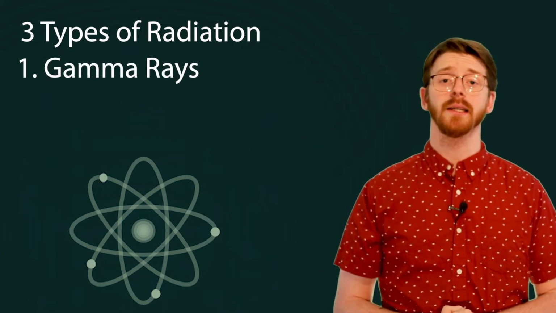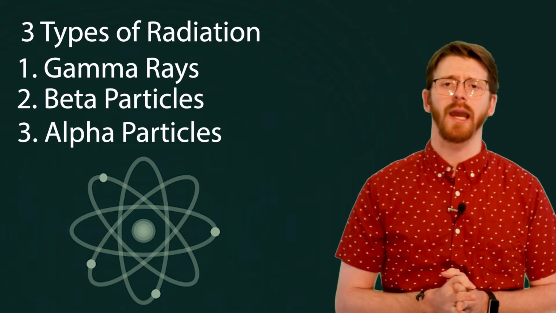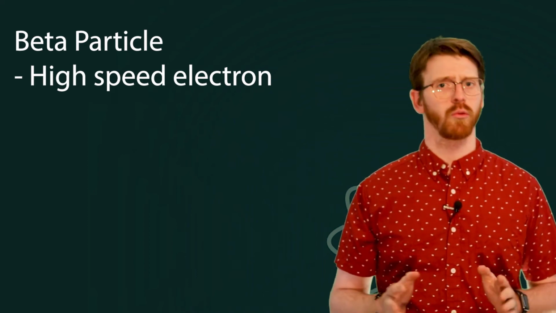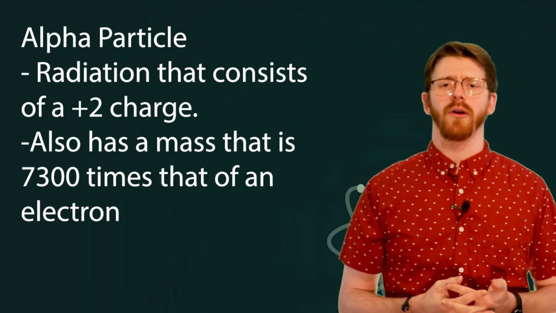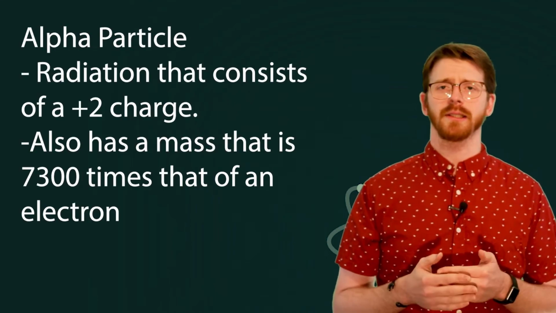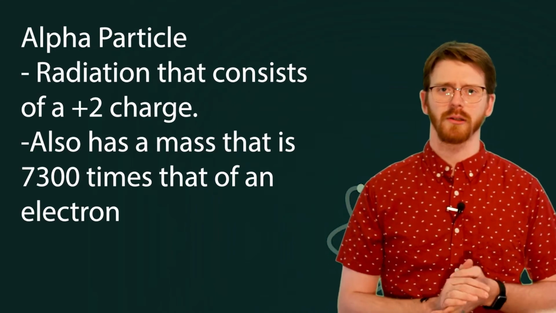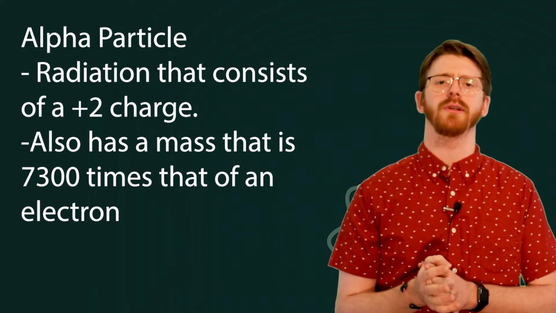One, gamma rays. Two, beta particles. Three, alpha particles. A gamma ray is essentially just high energy light, while a beta particle is an electron moving really fast. An alpha particle, on the other hand, is radiation that consists of a +2 charge. It also has a mass that is 7,300 times that of an electron.